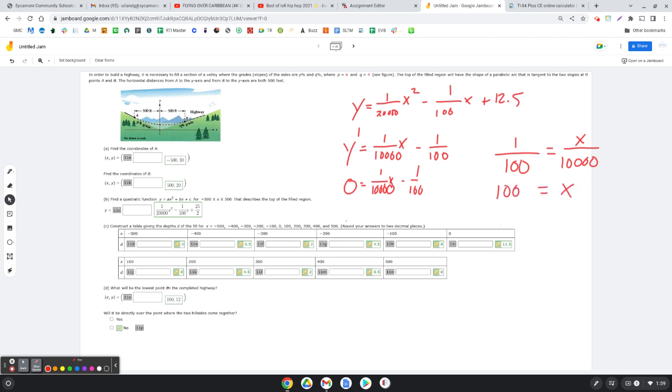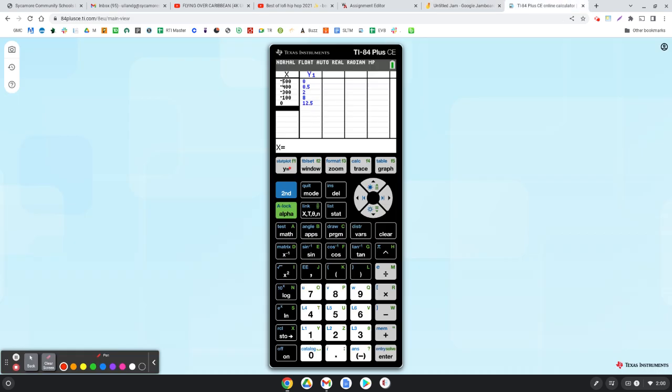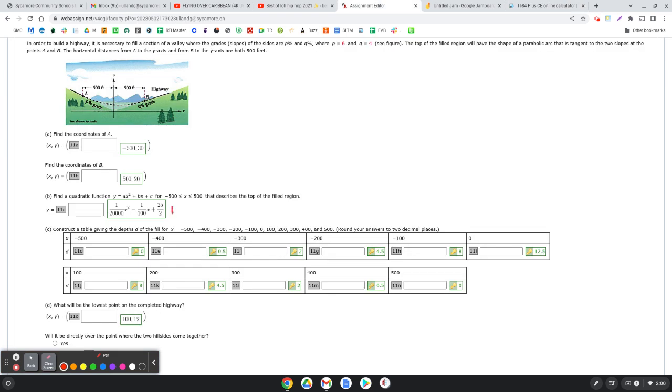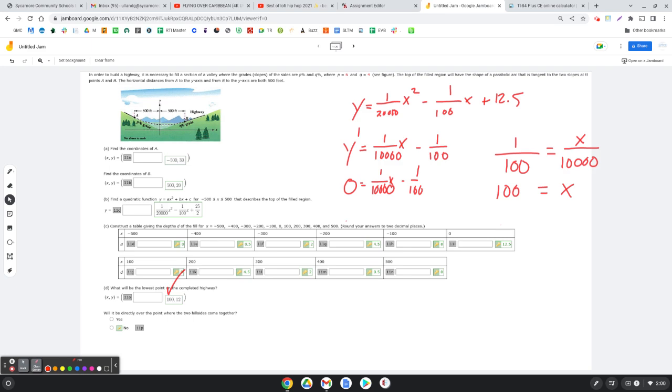Check. How do you find out what y is? Go back to your graphing calculator. Just put it into your original. You put in 100 there. I promise you, it's going to give you 12, and that's going to be the lowest point of the highway. Notice it's over here. Okay? Will it be directly?